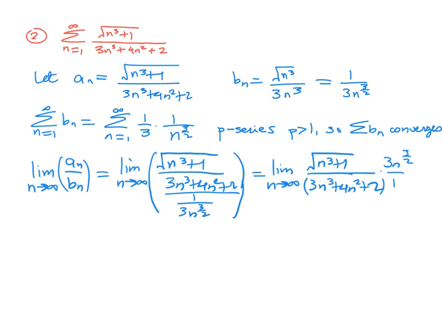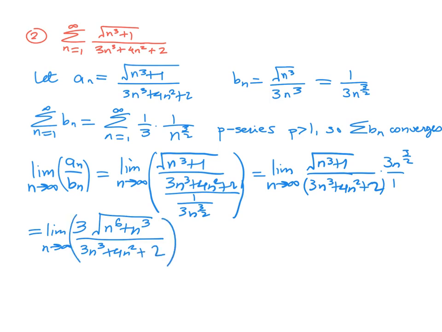So if I distribute this 3n to the 3 halves, let's actually factor out the 3. I'm just going to pull this 3 out to the front, and then n to the 3 halves is already a square root there, so it's just going to distribute n cubed into the square root. So I'm going to end up with the limit as n goes to infinity of 3 square root of n to the 6th plus n cubed over 3n to the 3 plus 4n squared plus 2. And now what I can do is multiply the top and bottom by 1 over n cubed, which on the inside of the square root will be 1 over n to the 6th.